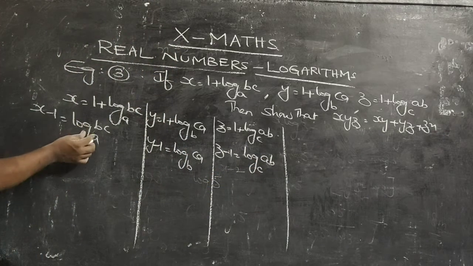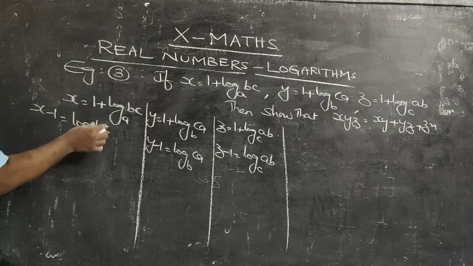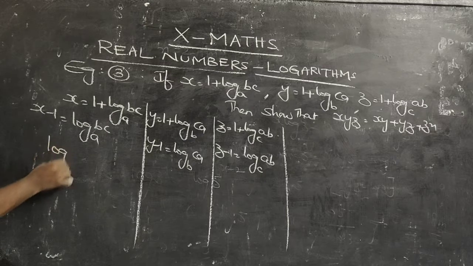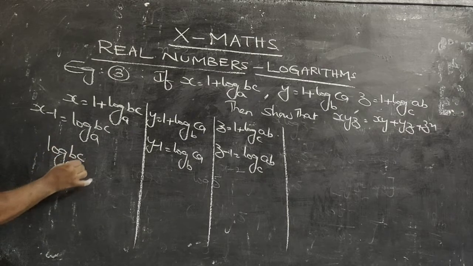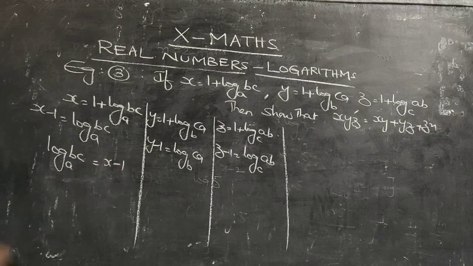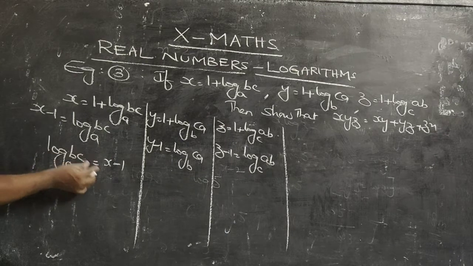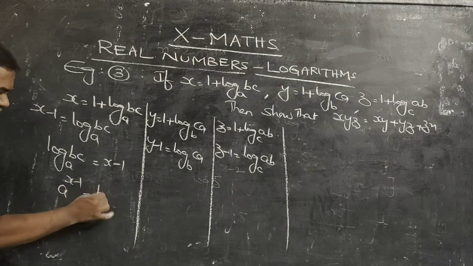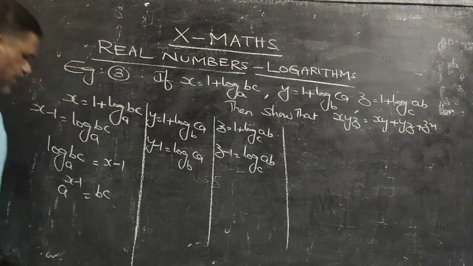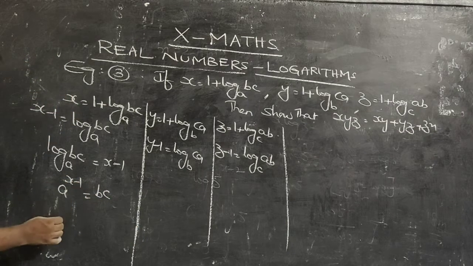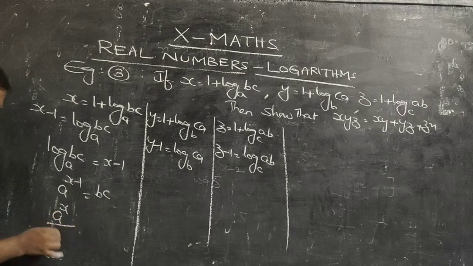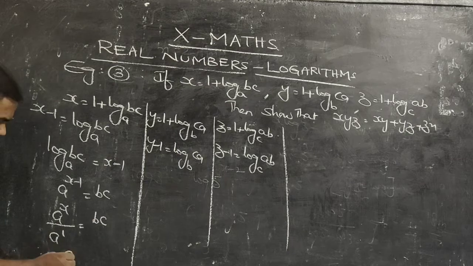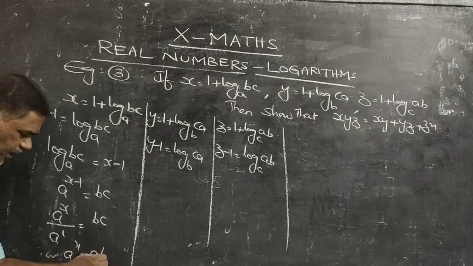Already we studied, whenever we remove logarithm, bc comes to the other side, x minus 1 goes there. So log bc base a is equal to x minus 1. When you remove logarithm, bc comes here, x minus 1 goes there. So a to the power x minus 1 is bc. A to the power m minus n can be written as a to the power m by a to the power n, that is bc. Cross multiply, a to the power x is equal to abc.